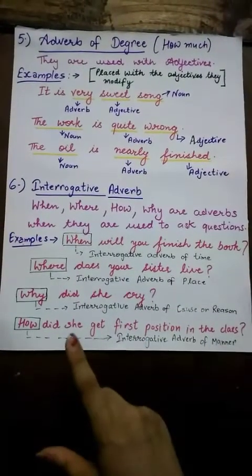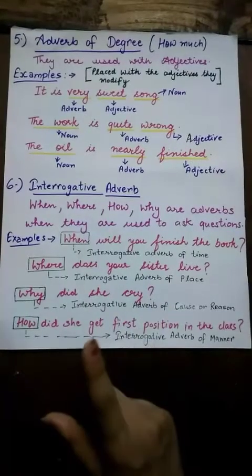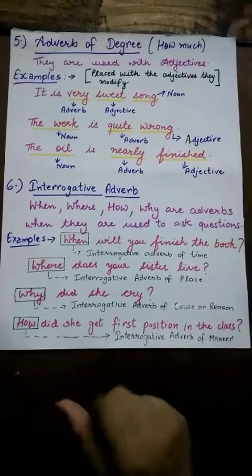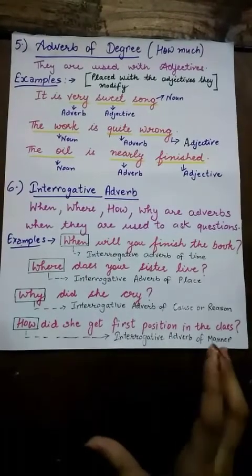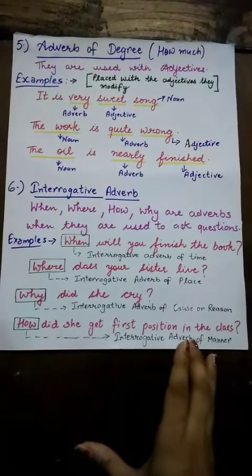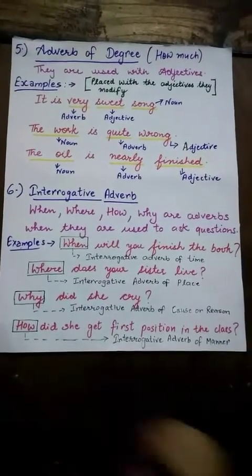Now, if you want to know about the cause or the reason why a certain action is performed, then you will use why as an interrogative adverb. Similarly, if you want to know about the manner or the way in which a certain action is performed, then you will use how as an interrogative adverb.